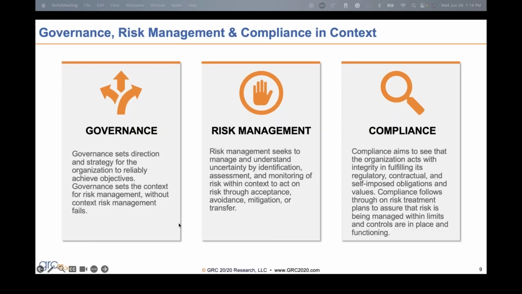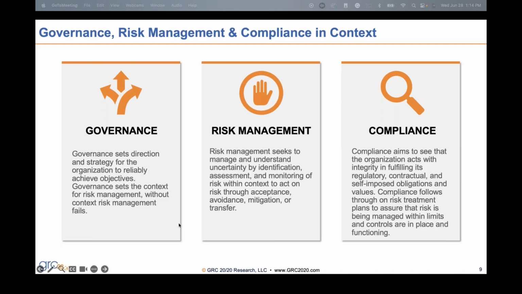So the governance part of it sets the direction and strategy for the organization to reliably achieve objectives. Governance sets the context for risk management. Without context, risk management fails. You don't just wake up one day and say, I feel like doing a risk assessment and spin the wheel. What am I going to assess the risk of? No, we have to have context. The objectives of the organization set that context that we can then do a risk assessment in.